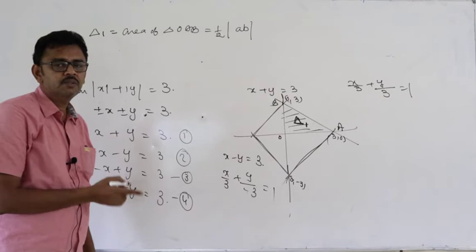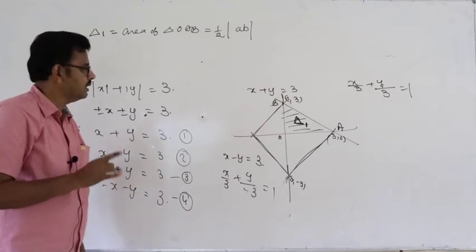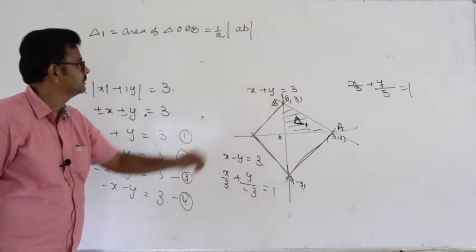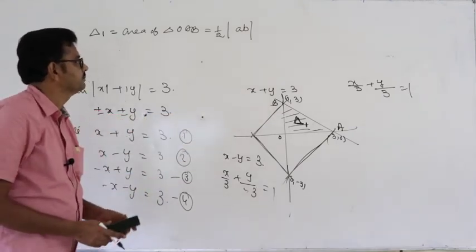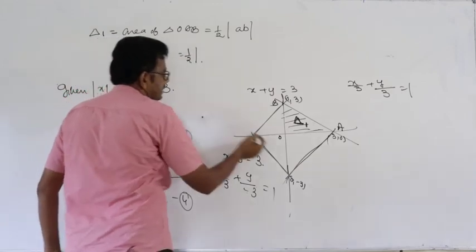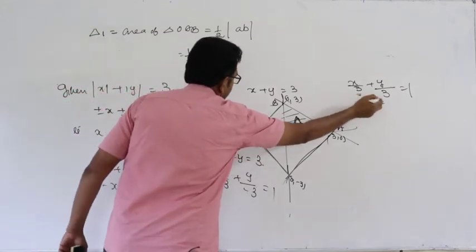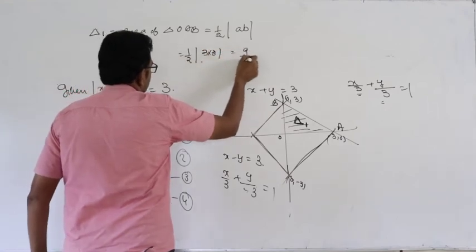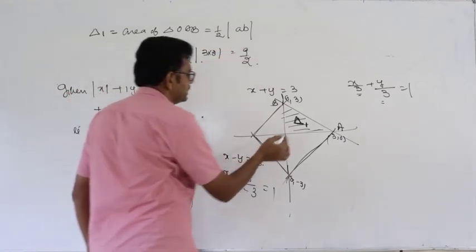If you are not able to understand, go through the previous videos or your class notebook. That is equal to half into A into B. What is A? X-intercept 3. What is B? 3. So this is 3 into 3, that is equal to 9 by 2. So this area is 9 by 2.